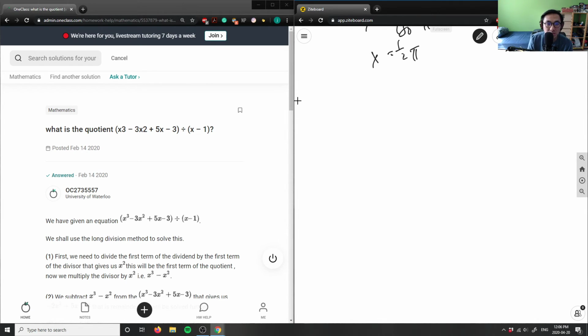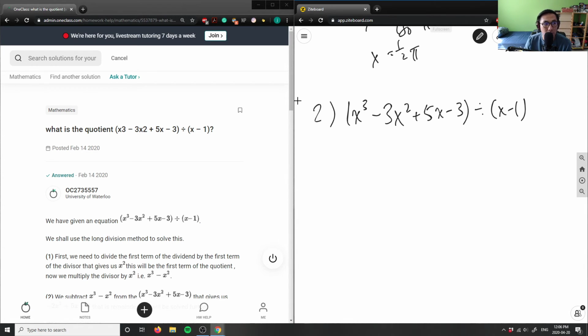So question 2 asks, what is the quotient of x cubed minus 3x squared plus 5x minus 3? There are a lot of ways to actually solve this problem. Let me just write this down first. What is the quotient of x cubed minus 3x squared plus 5x minus 3, and I'm dividing it by x minus 1.